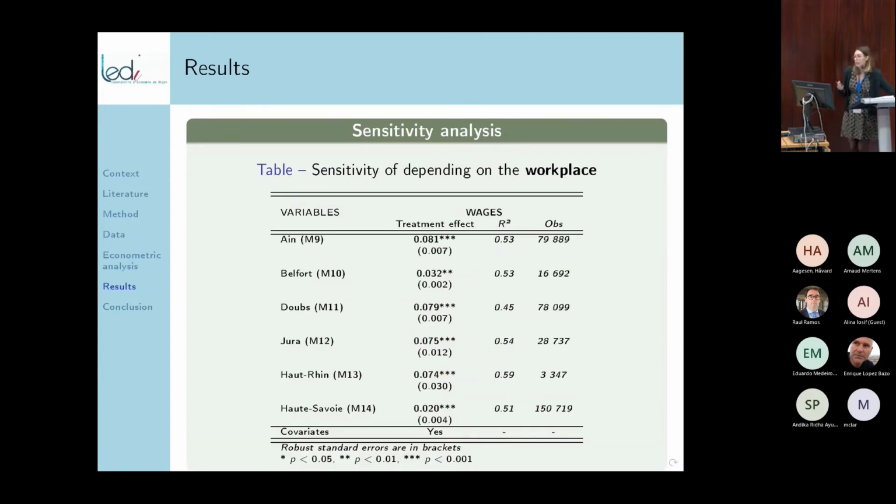The effect could also vary according to the workplace of individuals. We see that the impact of the IFMP is significant whatever the department of French people, but the effect is lower for Belfort, which can be explained by the fact that in this department the number of cross-border workers is lower than in other departments, so the competition is also lower. However, for Haute-Savoie, this is not explained by a low number of cross-border workers, because it's a department with an important number of cross-border workers, but can be explained by the fact that in Haute-Savoie, wages are higher than in other departments, so the impact of the IFMP is lower.